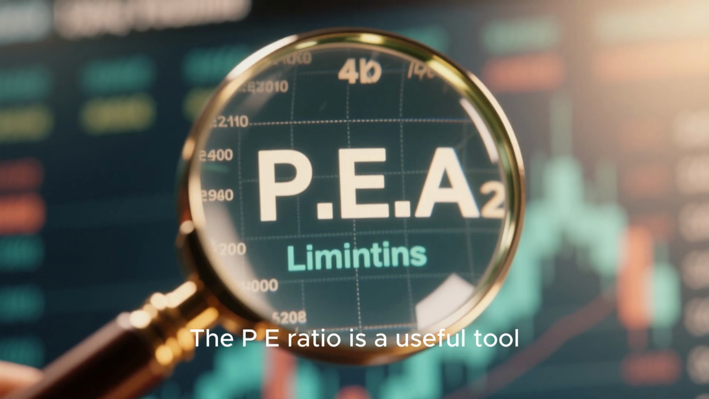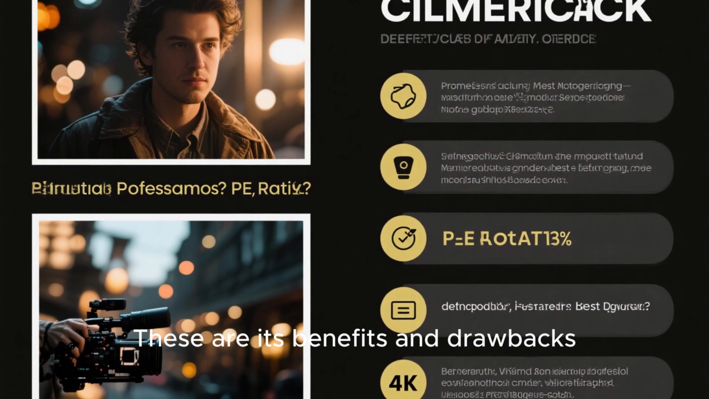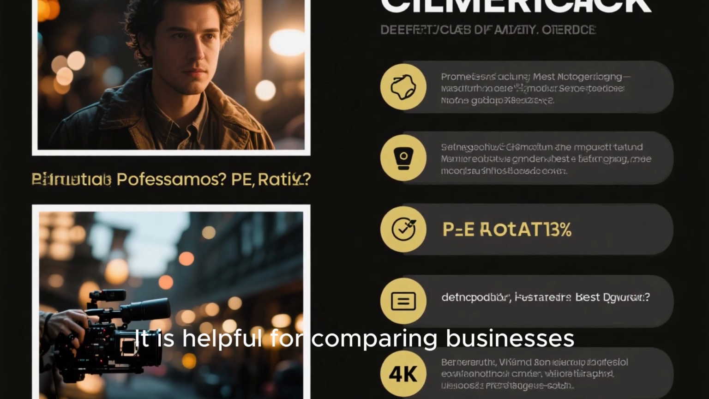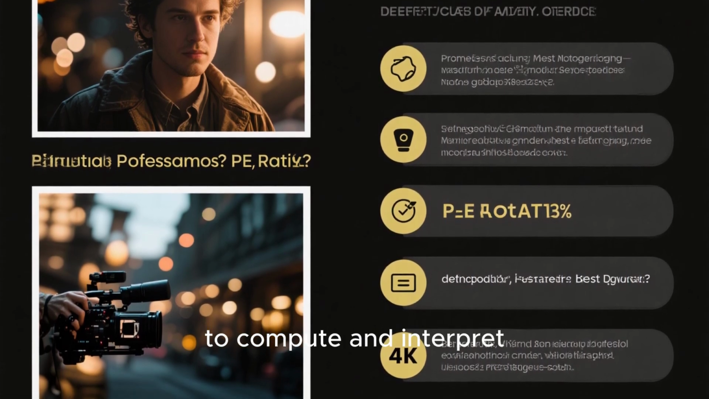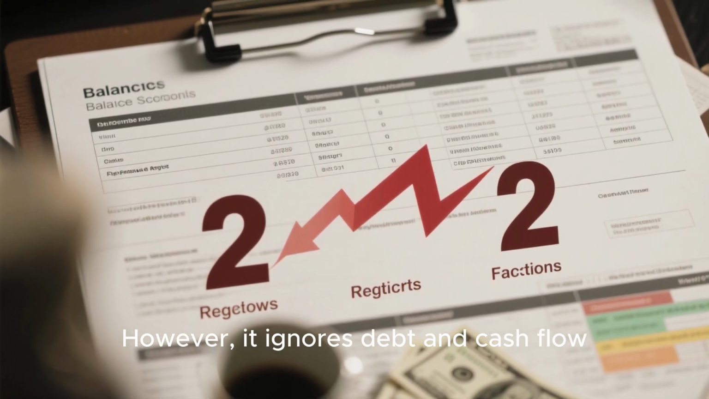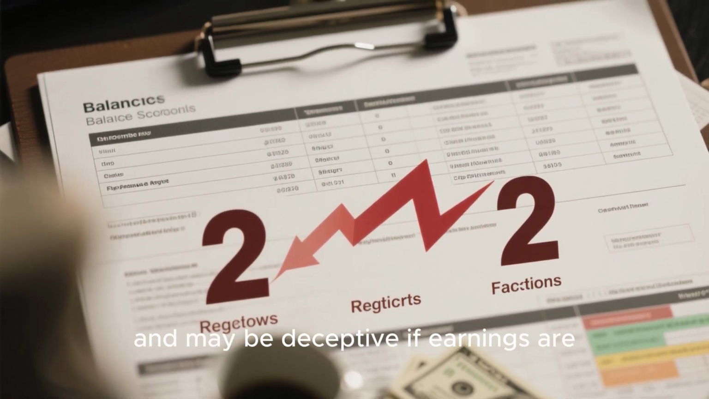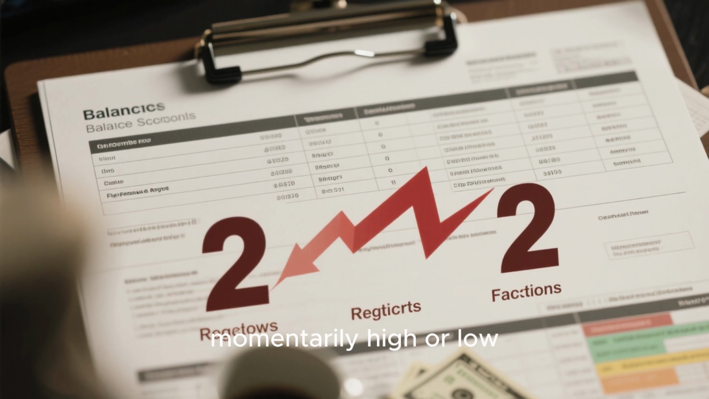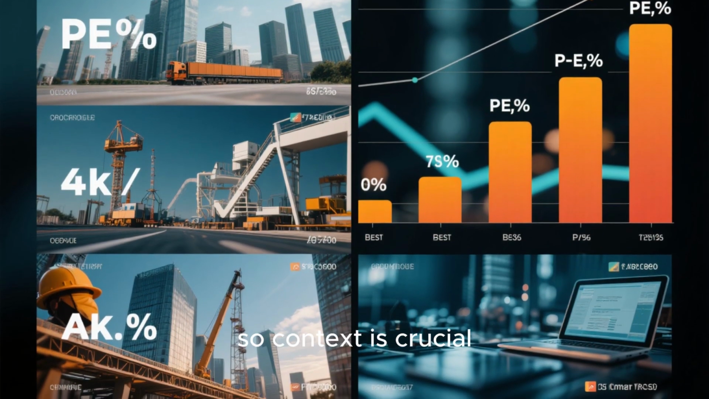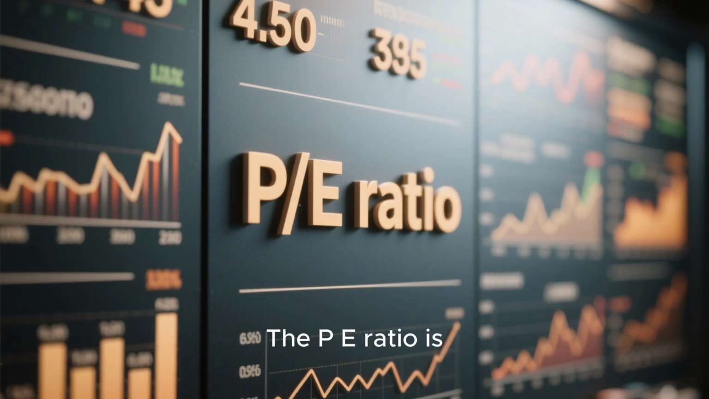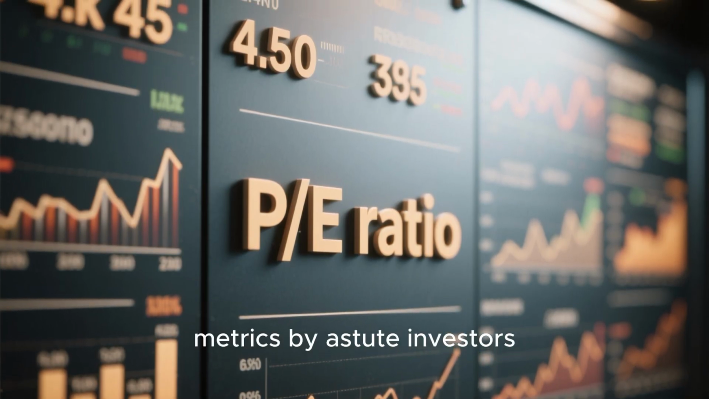The PE ratio is a useful tool, but it's not flawless. These are its benefits and drawbacks. It is helpful for comparing businesses in the same industry and is straightforward to compute and interpret. However, it ignores debt and cash flow, fails to take into account long-term growth potential, and may be deceptive if earnings are momentarily high or low. Furthermore, it depends heavily on the industry, so context is crucial. The PE ratio is therefore usually used in conjunction with other metrics by astute investors.